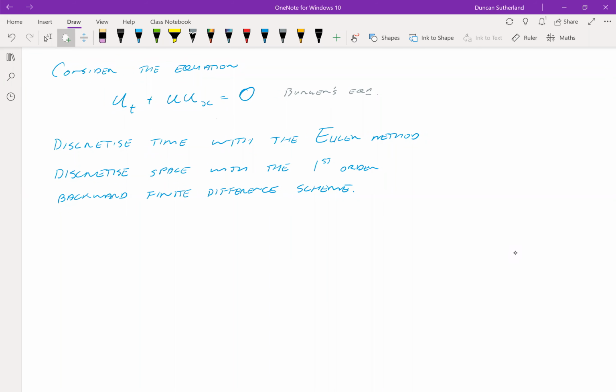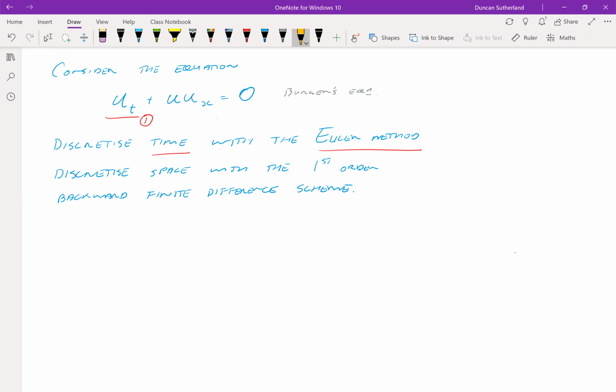All right, let's have a look at this equation. It's Burger's equation, the inviscid Burger's equation, in fact. Let's say we've been told we need to discretize time with the Euler method and discretize space with a finite difference scheme. That means we've got this equation, which is continuous, and we're going to solve it numerically by applying finite difference schemes. One for time, we're going to use the Euler method for time, that's this component here.